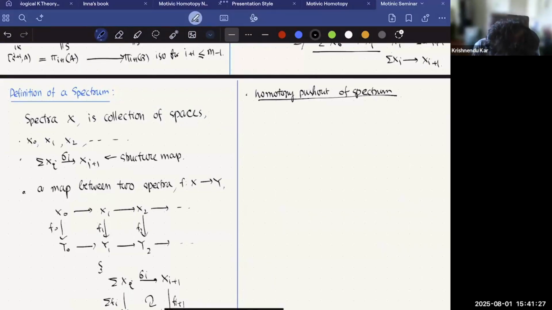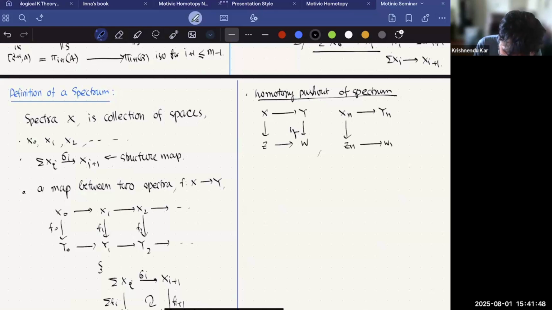So a homotopy pushout of the spectra X, Y, Z, W must have this information, right? Xn, Yn, Zn, Wn. All of them have to be homotopy pushouts such that they respect the connecting maps. So what does that mean?